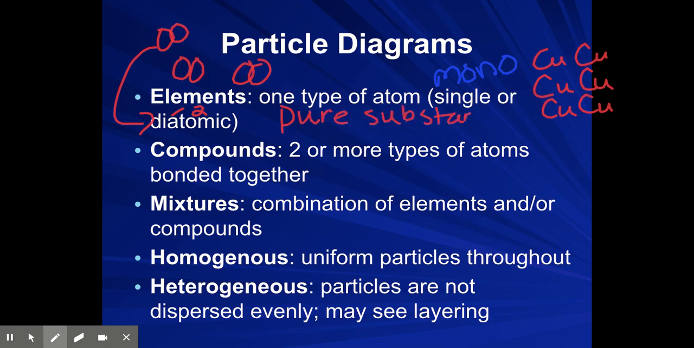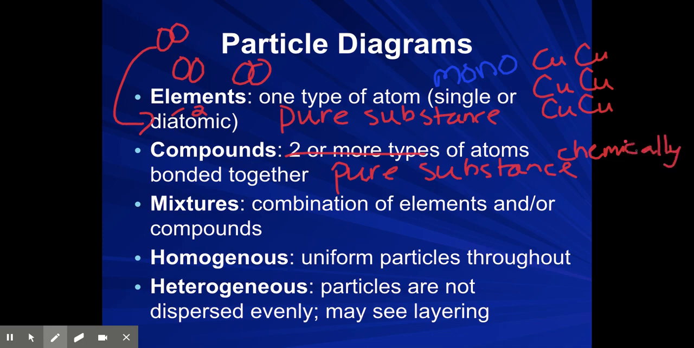So a pure substance is where there is only one type of particle. So when we look at a particle diagram for an element, you're going to see that there's only one type of particle there. Now compounds then are also pure substances, but this is when you have two or more types of atoms or compounds, and they are chemically bonded together. Chemically bonded together.